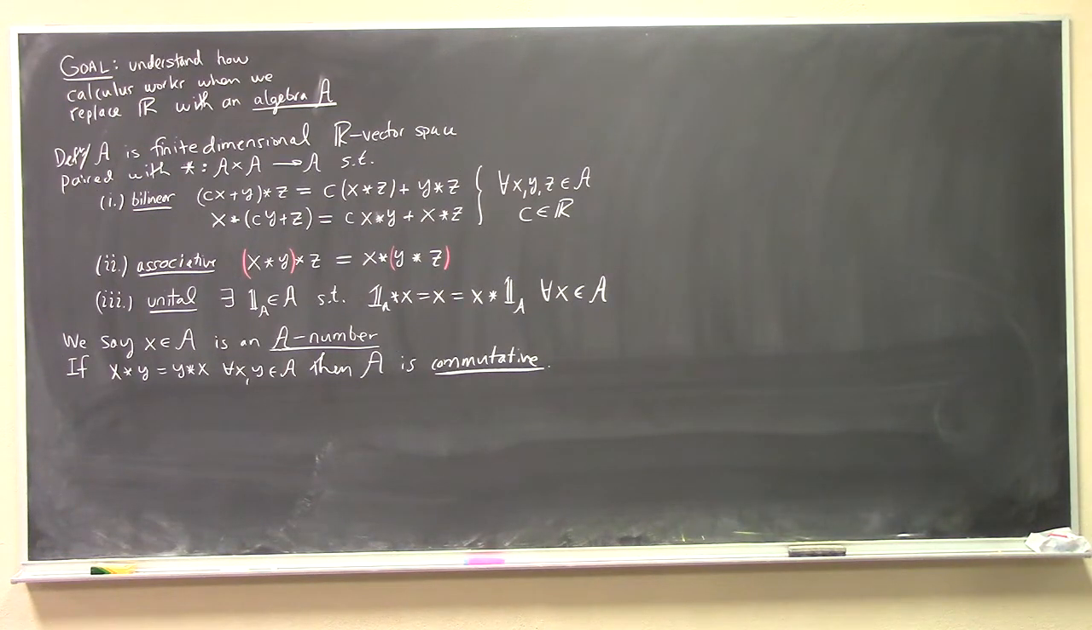So if there exist elements such that the product of xy is not equal to the product of yx, then we say it's a non-commutative algebra, right?